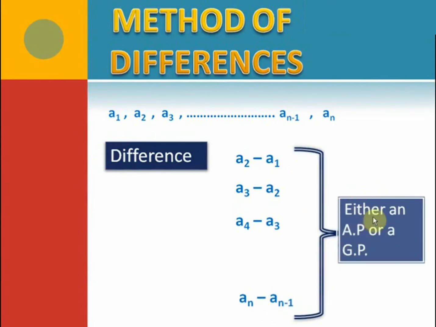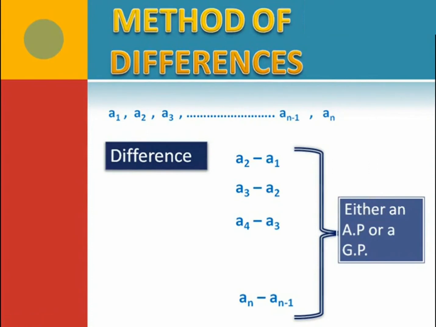Now if these differences are either an AP or a GP, then we use the method of differences. So the condition to use this method is that the difference between the successive terms must either be in AP or it must be in a GP. But still, even if it's either an AP or a GP, how to solve that?